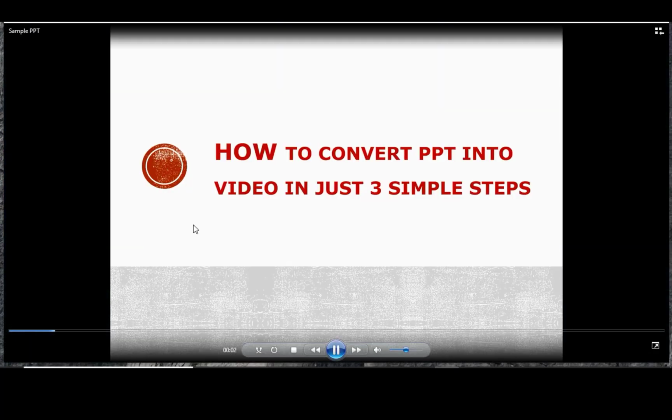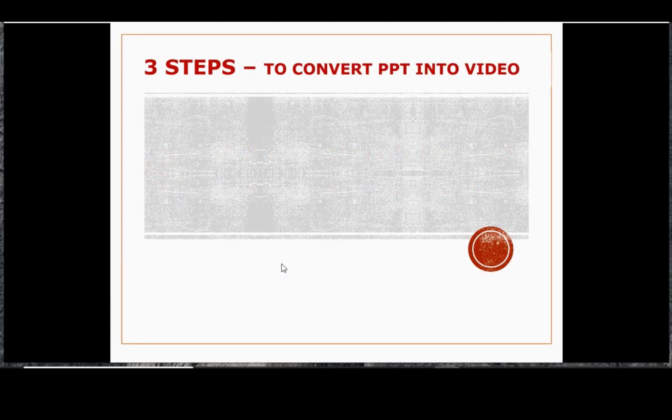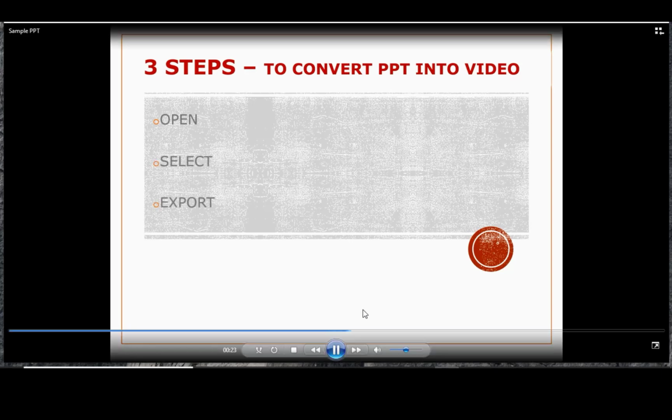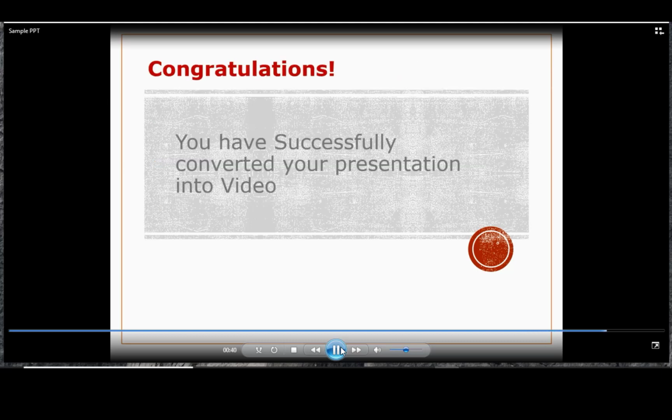Hello and welcome you all. We are making a test video on how to convert PowerPoint into video in just 3 simple steps. Let's have a look. What are those 3 steps? Three steps to convert PowerPoint into video. First is open, second is select, and third is export. Open the PowerPoint slides, select the slideshow option and start recording, as we have already told you the process. Then finally export to create a video. Congratulations, you have successfully converted your presentation into video.